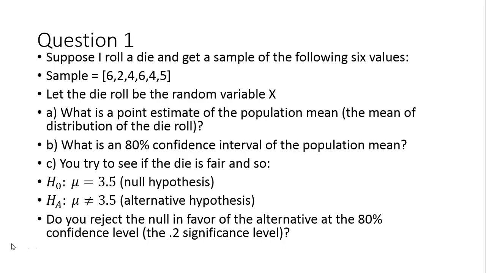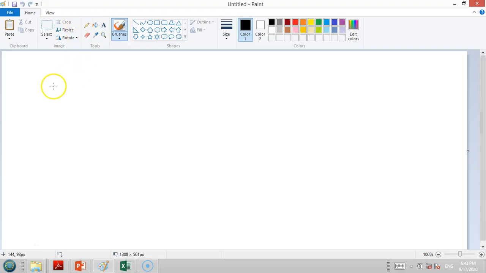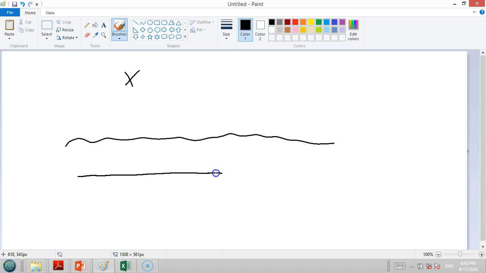Okay. Hello, everybody. So let me just show you what this hypothesis test is all about. I'm going to show you graphically so you understand. Suppose there's a population. It looks something like this. We'll call the population, it's a random variable, we'll call it x. It's some kind of an unknown distribution. And this population has some kind of a mean, mu.